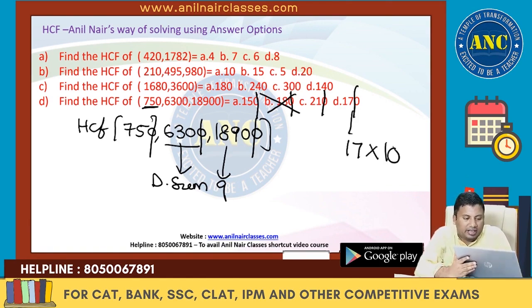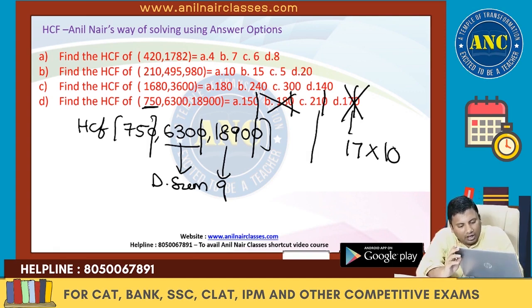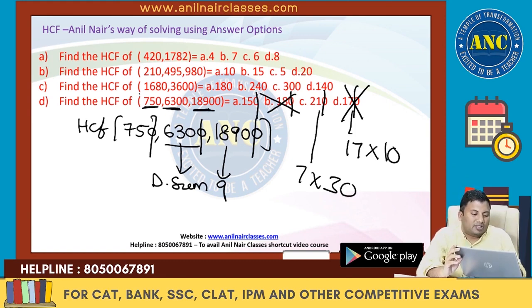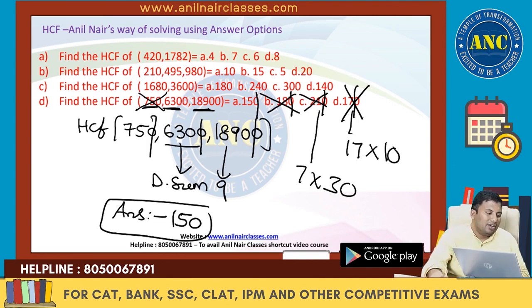170 is 17 into 10. 750 is not divisible by 17, right? 170 is out. Next one, 210 is 7 into 30. This is divisible by 7, this is divisible by 7. 750 is not divisible by 7. 210 is out. Answer is 150. I hope it is clear.